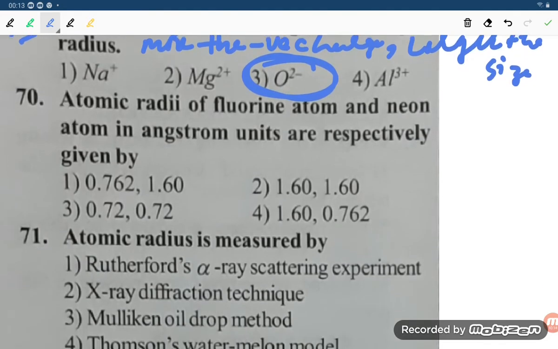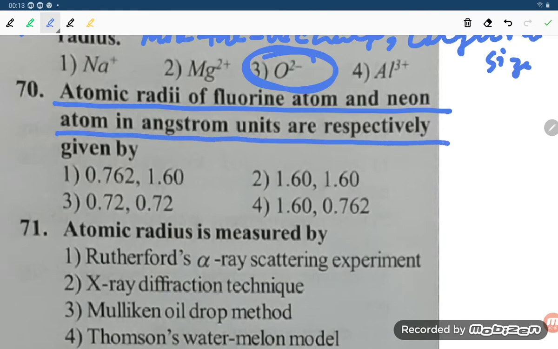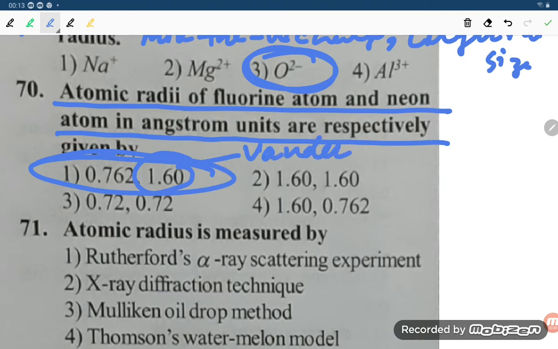Next, question number 17. The atomic radii of the fluorine atom and the neon atom in angstrom units are respectively. This you have to keep in mind and memorize, student. For the fluorine atom it is 0.72, and for neon it is 1.68. Why more, student? This is having the van der Waals radii, because this is a gaseous atom. So the van der Waals radius is always larger than the covalent or ionic radii.